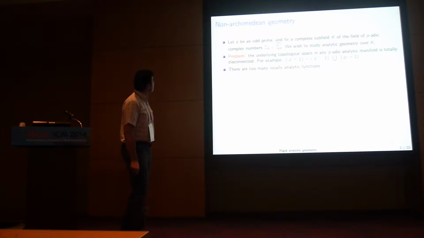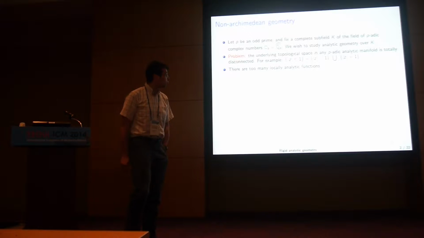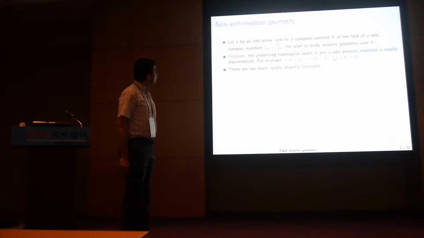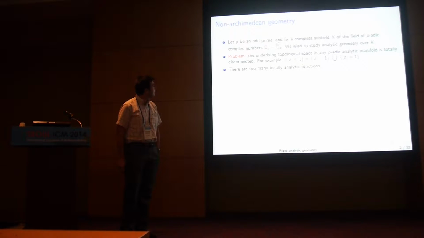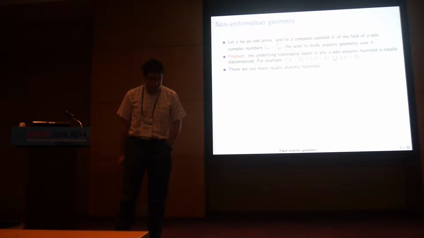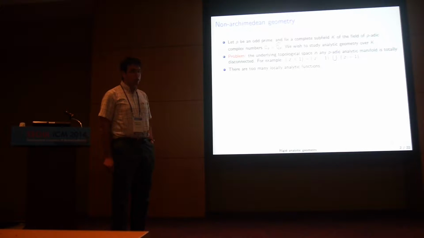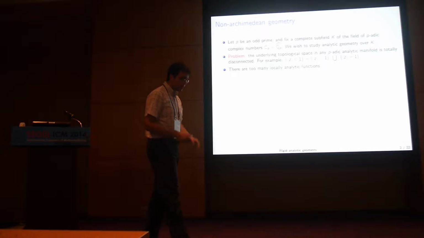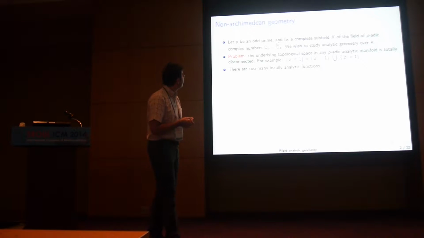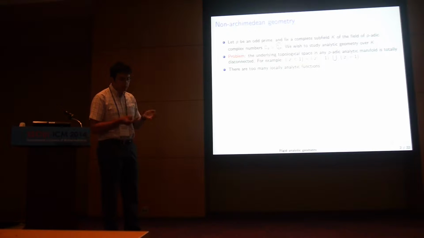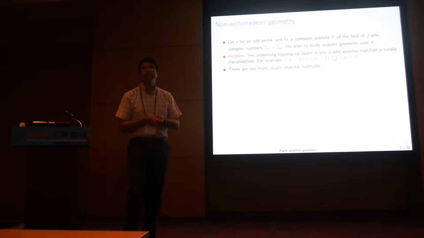So non-Archimedean geometry, p-adic geometry. So p will be an odd prime, odd because p equals 2 causes all sorts of problems. So we'll work over some p-adic field K. You might as well assume it's contained inside the p-adic complex numbers. And we want to do some kind of geometry over this ground field K. So we want to look at spaces which are glued together out of small open subsets of affine space, maybe, over K. Just like you do in real geometry.